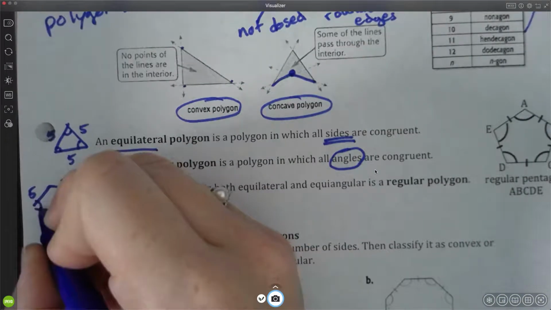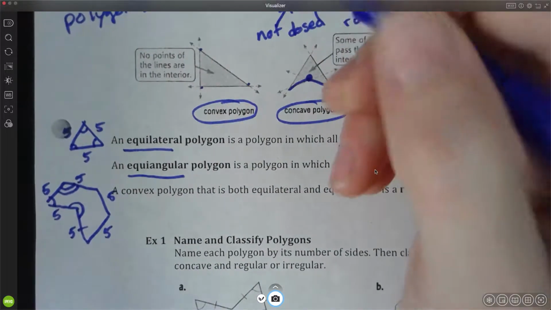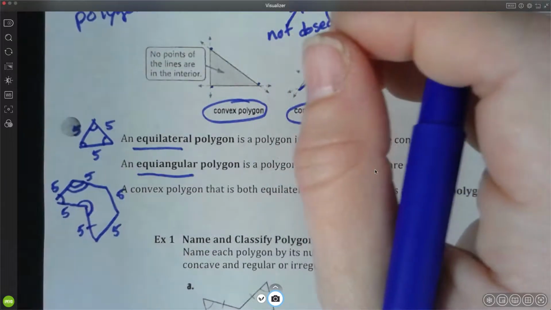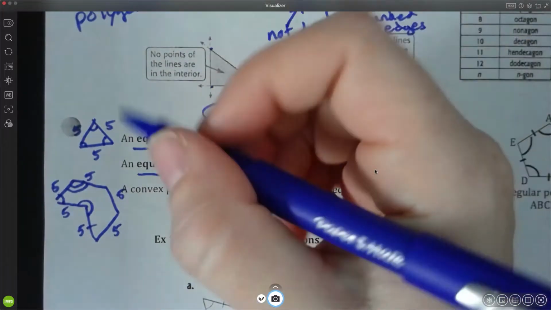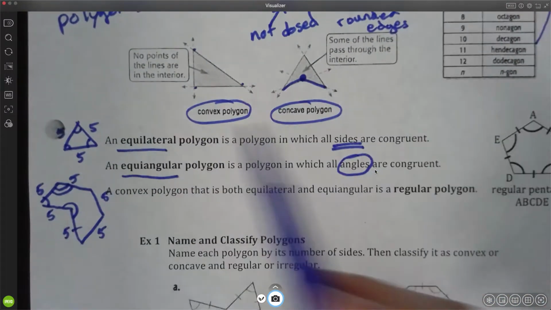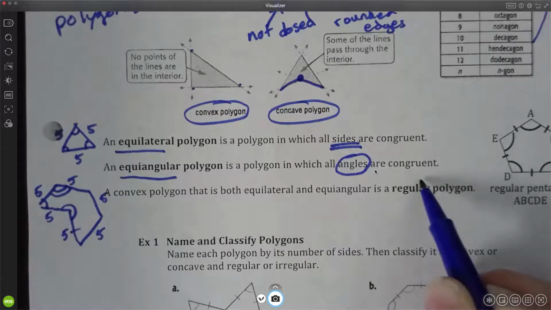This angle is not going to be the same as this one, right? Or even this angle right here. That's a reflex angle. That's bigger than a 180-degree angle, okay? So those will not work. Even though the sides are all the same, it is equilateral, but it's not equal angular, okay? So that's that. All right, when you have a polygon where it's both equilateral and equal angular, it's called regular.